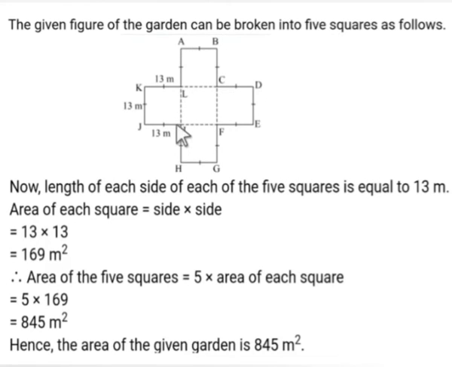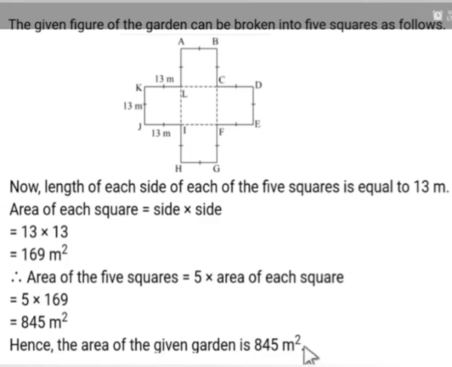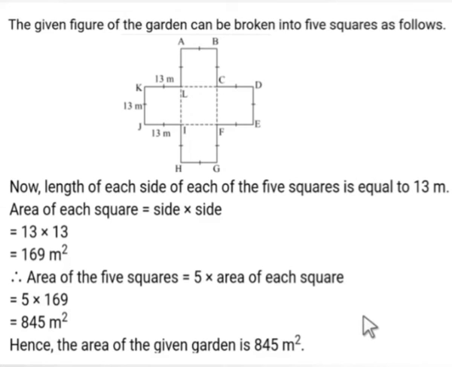It is clear to you? Here I have drawn it with the dotted line. Now the length of each side of each of the 5 squares is equal to 13 meter. Therefore the area of each square is side into side, because each is a square. Now 13 into 13 is 169 meter square. Now the area of 5 squares is equal to 5 into the area of each square. The area of each square is 169. Multiply it with 5. You will get 845 meter square. Hence the area of the given garden is 845 meter square.